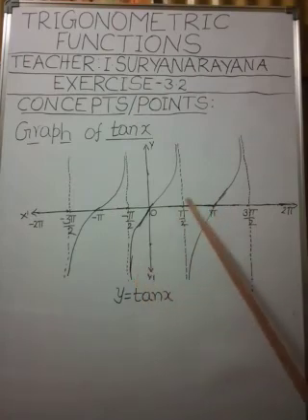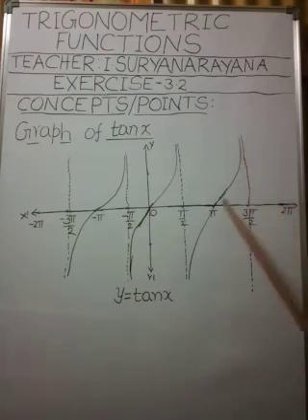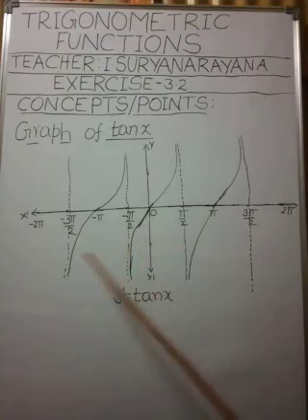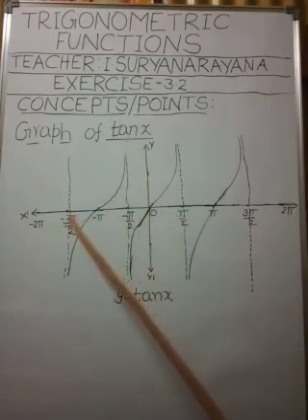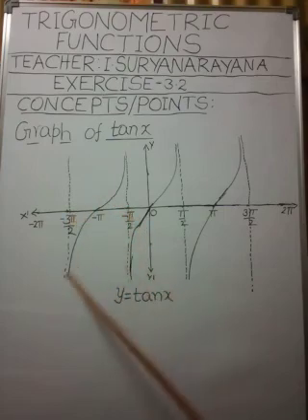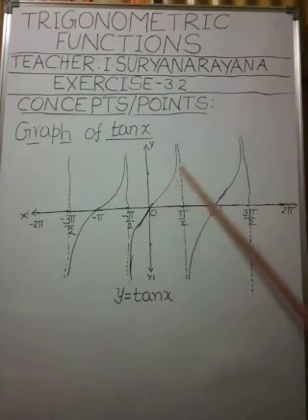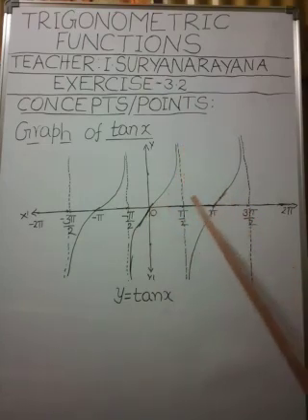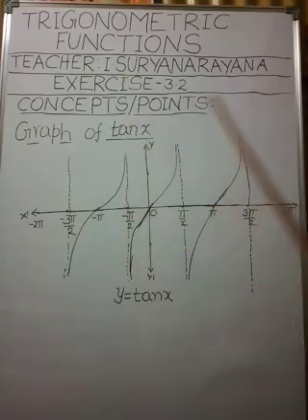Okay, my children, tan pi is 0, tan 3 pi by 2 is undefined. So the curve increases like this. Here this side decreases. Here also the graph. So minus 3 pi by 2, minus pi by 2. Graph will be like this. Like this. Minus pi by 2, pi by 2 interval. Pi by 2 to 3 pi by 2 interval. Graph like this. This entire graph represents the graph of tan x.